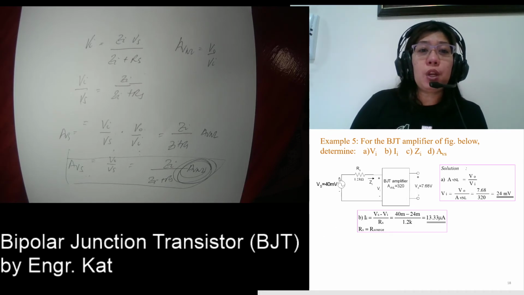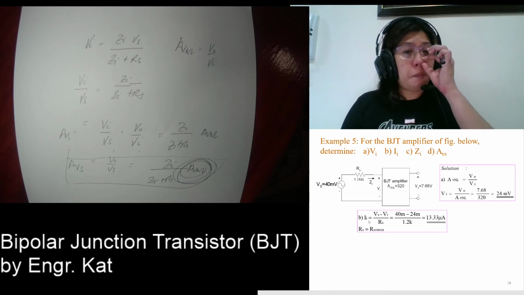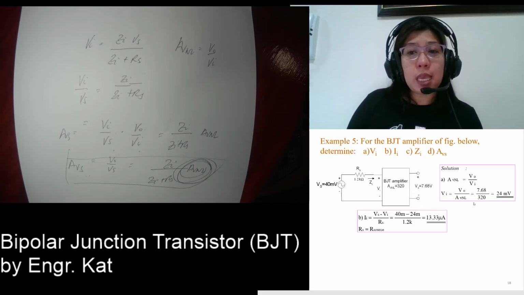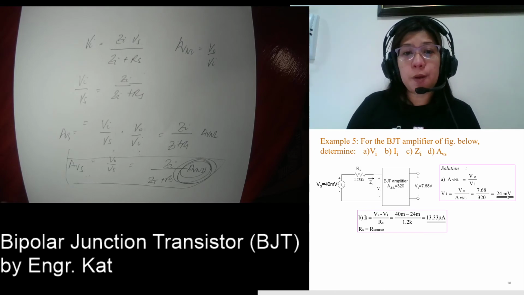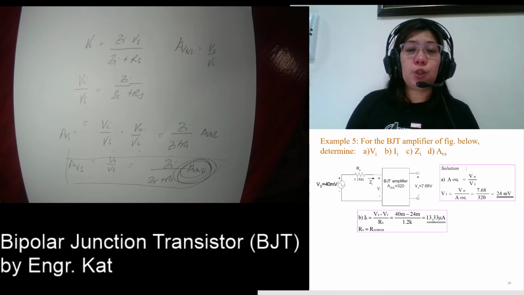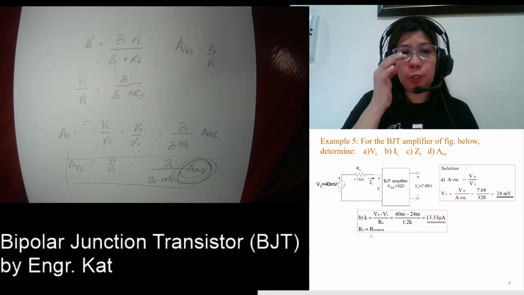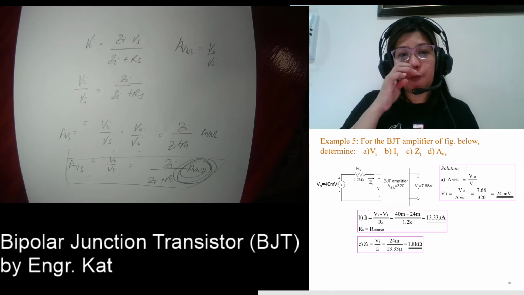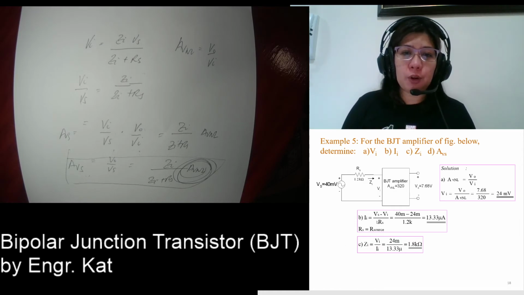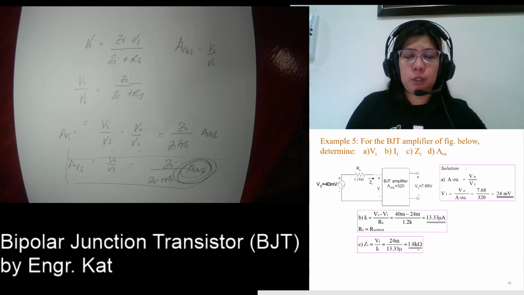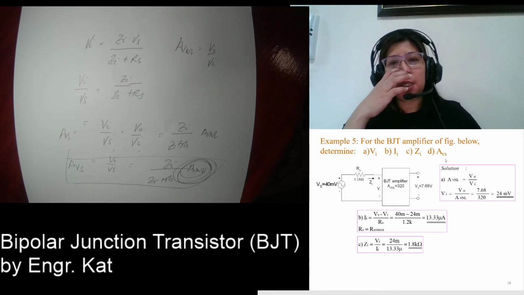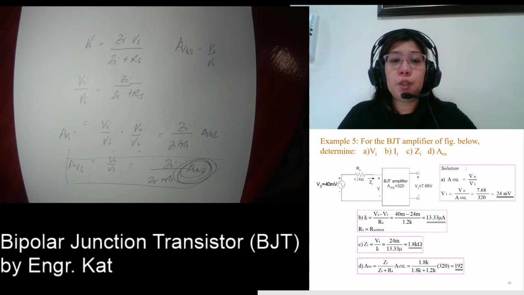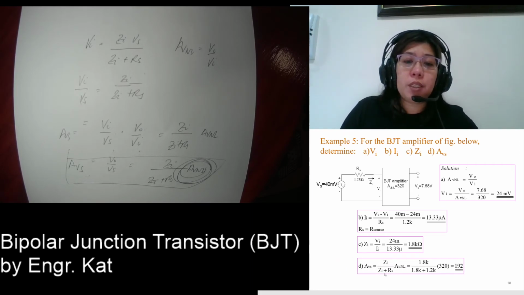Using your formula, I input is Vs minus Vi, all divided by Rs. You use the Vi that we solved earlier divided by Rs, so that is 13.33 microamperes. Using 13.33 microamperes, we can solve for Zi. Zi is 24 millivolts divided by 13.33 microamperes, which gives you 1.8 kilo ohms. So how do we solve for AVS? We will just use the formula: Zi over Zi plus Rs, multiplied by AVL, the no load voltage gain.